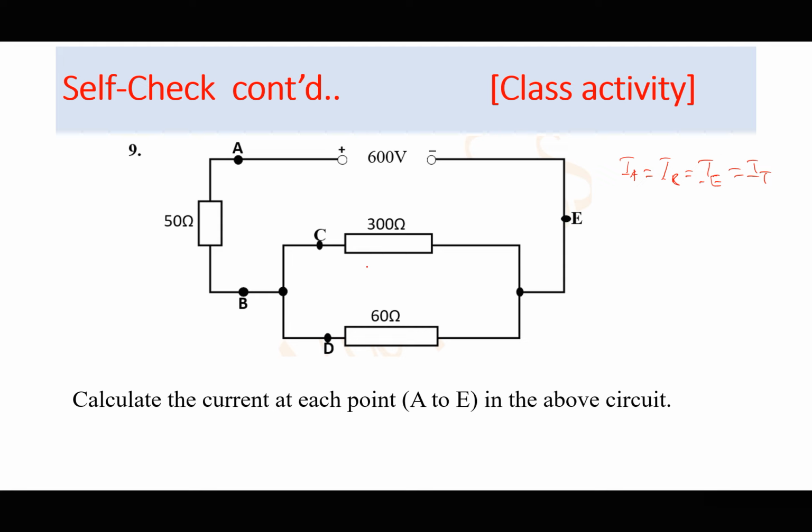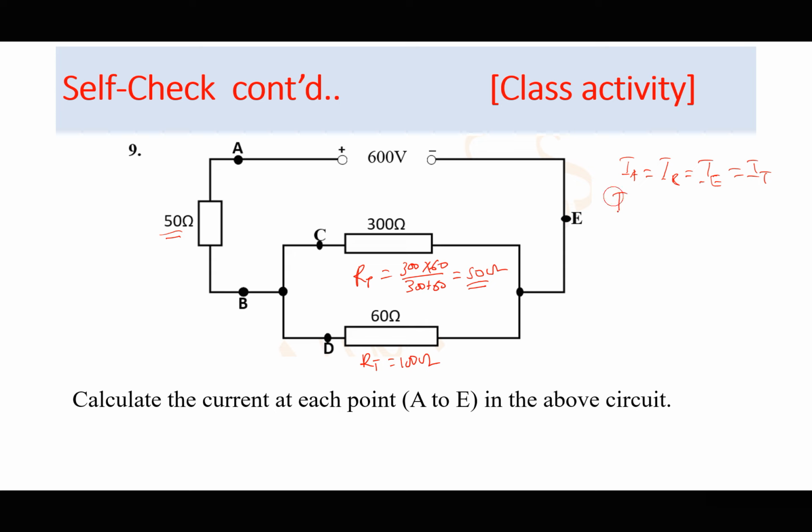Finding total resistance first. These ones are in parallel. Resistance in parallel is 300 times 60 divided by 300 plus 60. So this one is 50. Resistance in parallel. So 50 is in series with 50. So total resistance is going to be 100 ohms.